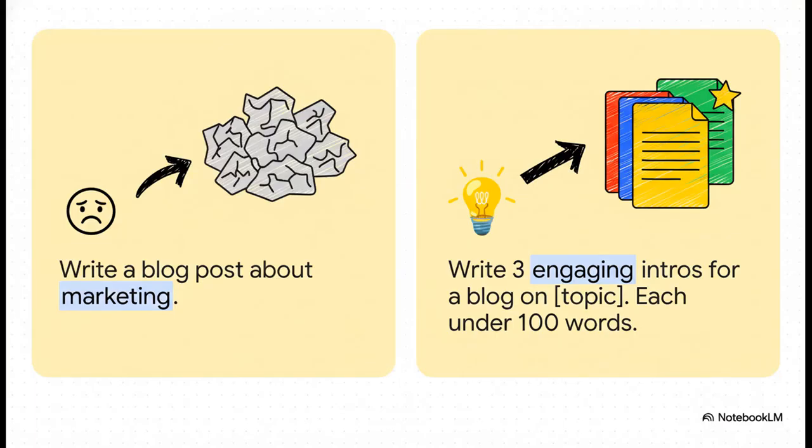I mean, just look at the difference here. On one side, you have a generic prompt like, write a blog post about marketing. What you'll get is a generic, totally forgettable article. But on the other, a structured, specific power prompt changes everything. It really just proves this simple rule: the quality of your AI's output is 100% tied to the quality of your input.